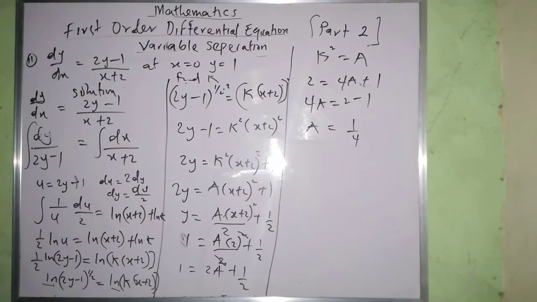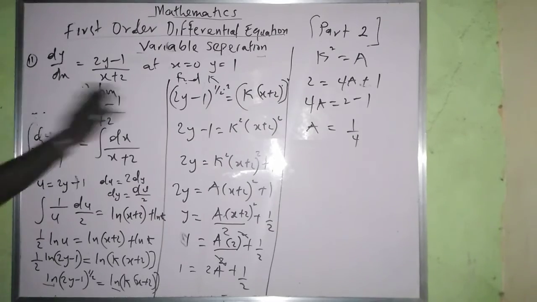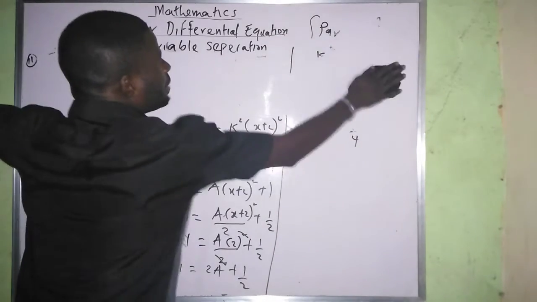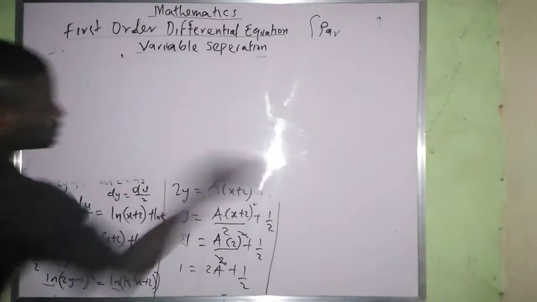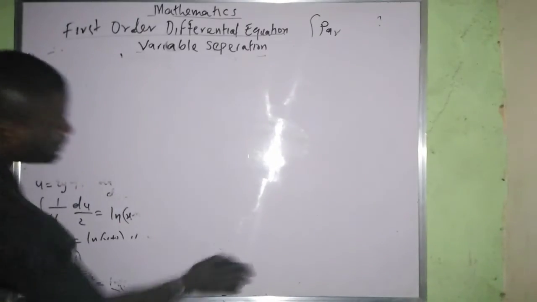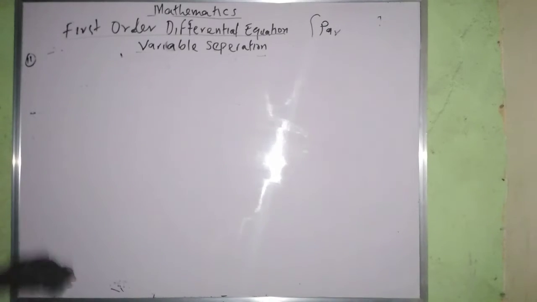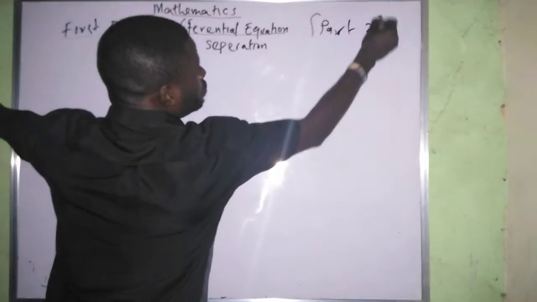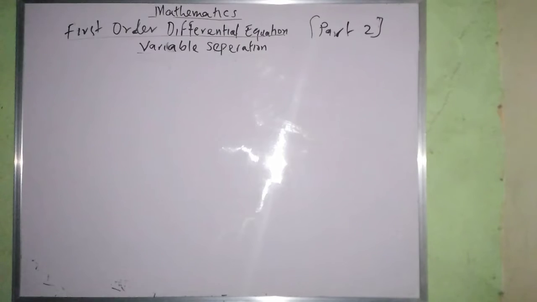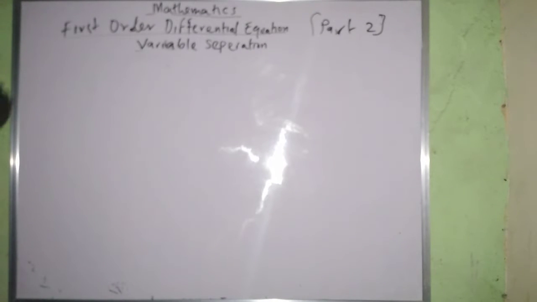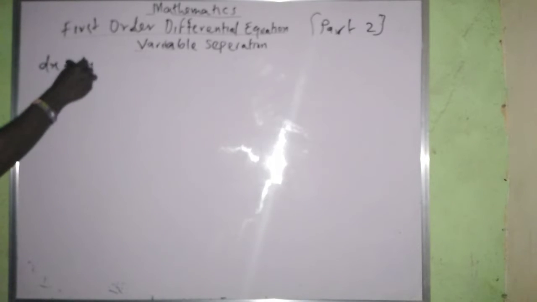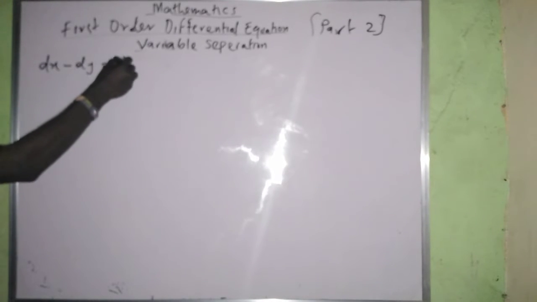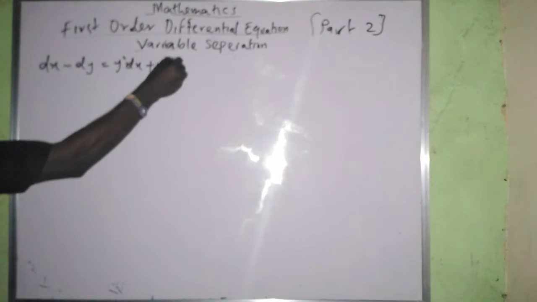Now, let me give another problem. Part two. If I have this problem this way, I have dy over dx minus dy equals y squared dx plus x squared dy.